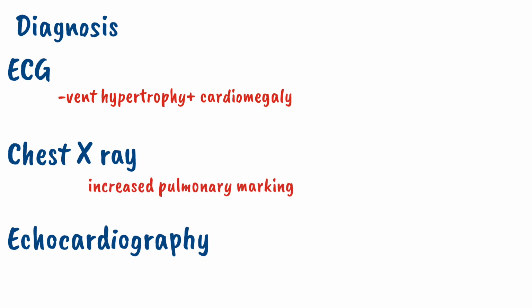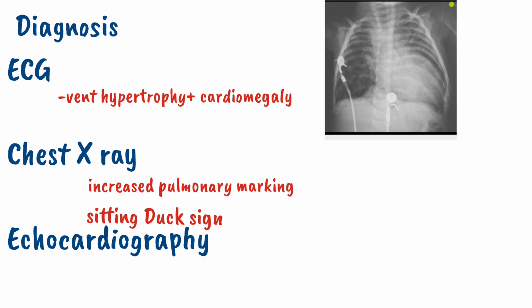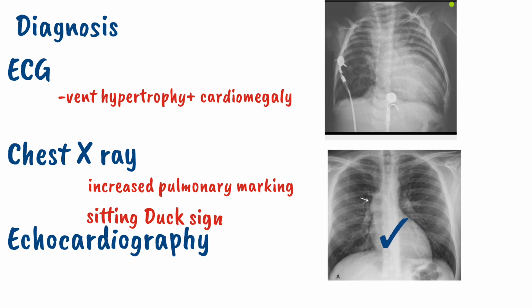Along with that, in the later stage, there will be a characteristic sign on chest X-ray called the sitting duck sign. You can see the initial X-ray changes in truncus arteriosus in this image, characterized by cardiomegaly and increased pulmonary markings due to increased pulmonary blood flow. And in this image, you can see the sitting duck sign, which is produced as a result of characteristic changes in cardiac shape and large vessel architecture, which look like a sitting duck.